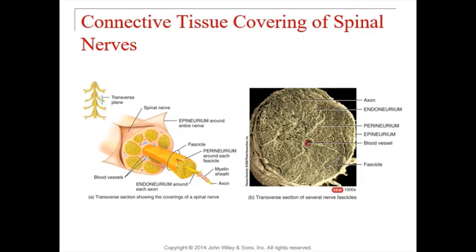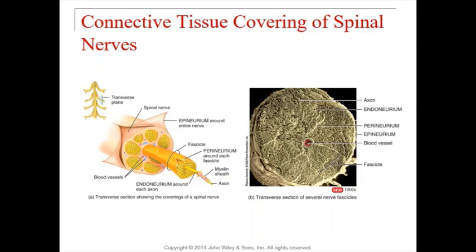So first up, to make a nerve, remember it's going to begin with axons. And just like how you had to have connective tissue around an individual muscle cell, you're going to need connective tissue around an individual axon, a single axon. The connective tissue that covers a single axon is called endoneurium. It surrounds a single axon.